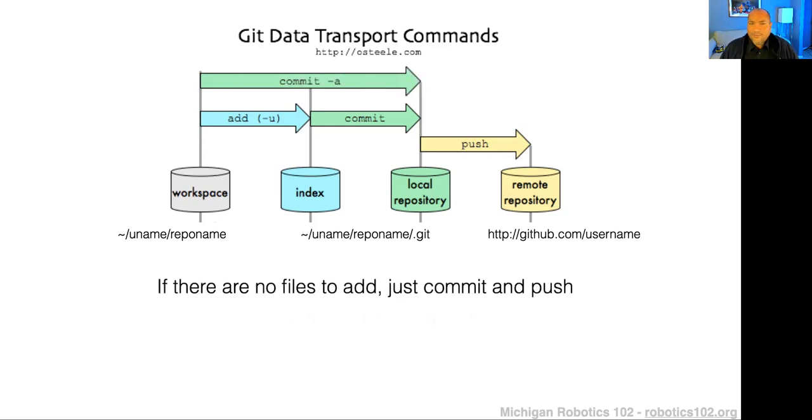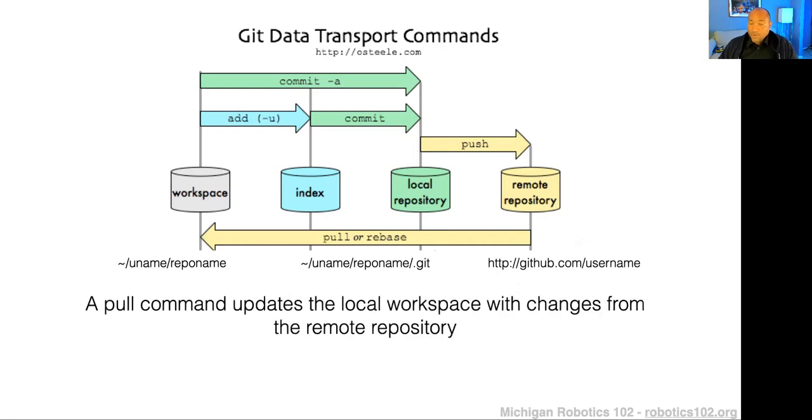If I know all of my files have been added, I can just do a commit directly, or I could do commit -a, which will also add files that I've specified as well. And if I wanted to pull, so let's say that somebody else made a change remotely and they've changed my remote repository, but it's not reflected locally on my computer, I can do a pull, and that pull will update the local workspace with changes from the remote repository.